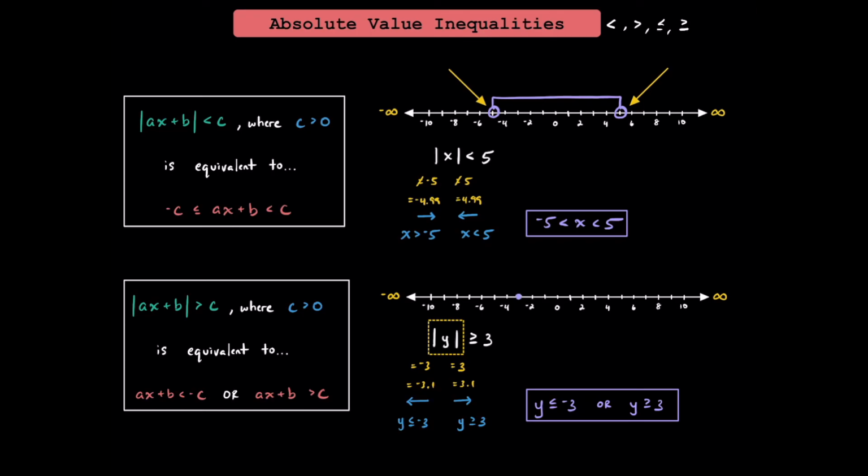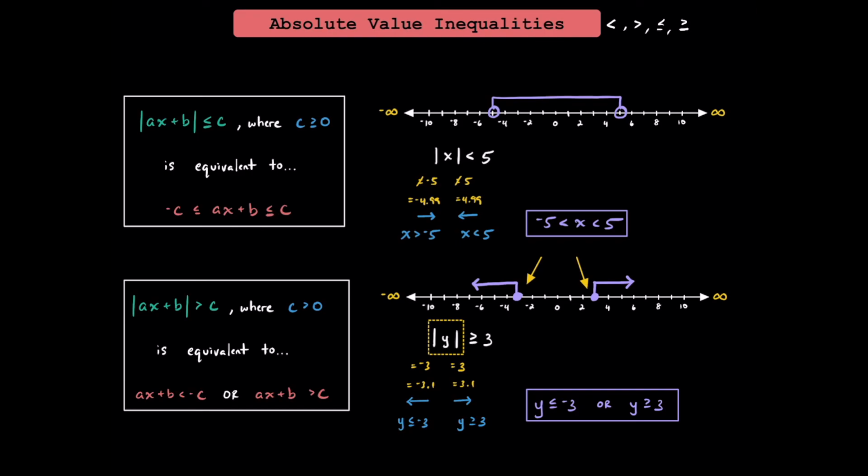To graph this, we'll put a closed circle on negative 3 since y is allowed to equal negative 3, and we'll draw an arrow to the left. And since y is allowed to equal 3 or greater, we're going to put a closed circle on positive 3 and draw an arrow to the right to represent all the numbers greater. Pay attention to these filled in circles as they let us know that these actual values, or these boundaries, are allowed to equal our variable.